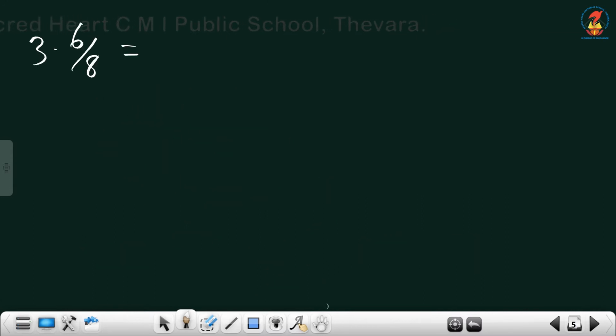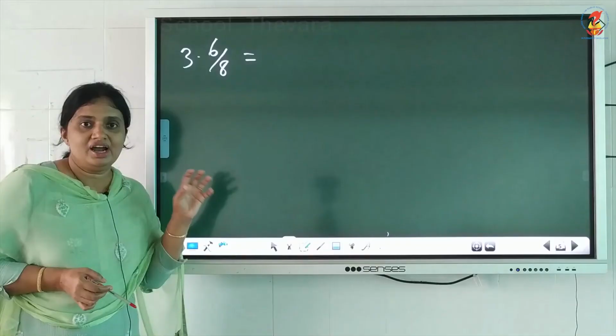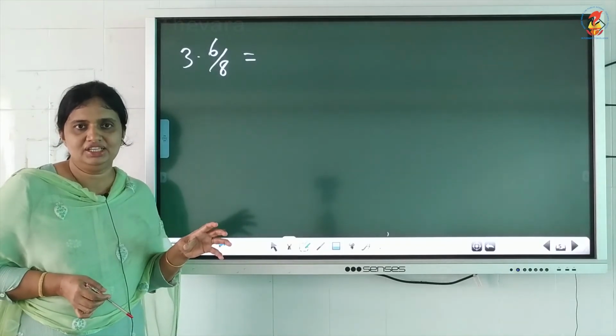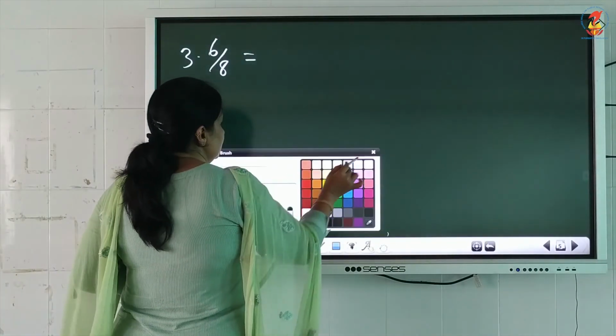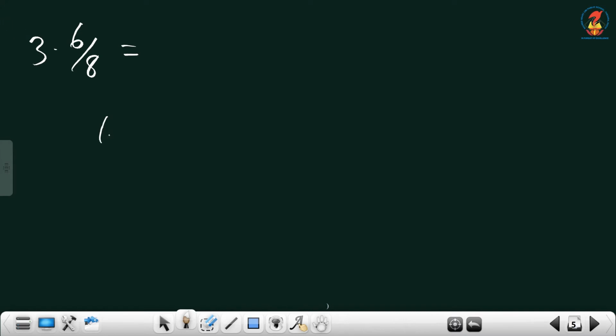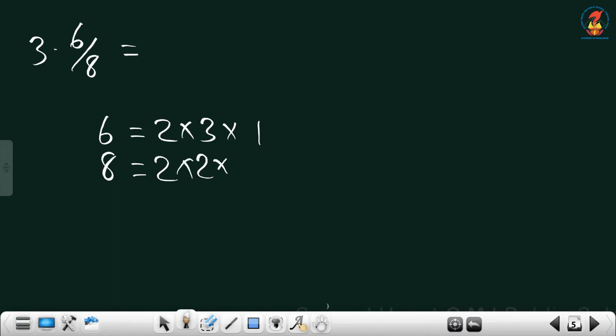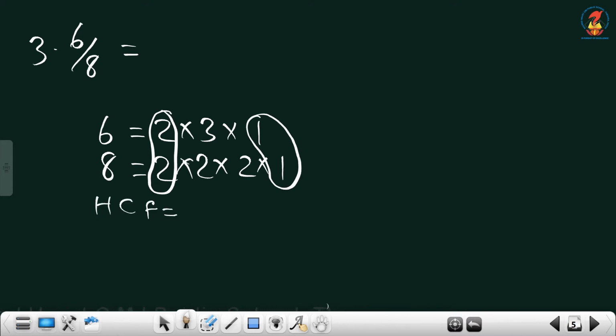Okay. All are easy in maths, but you need to give 100% concentration for that, right? Then only it will be easy for you, right? And 6 by 8. HCF is what? First 6. You know what are the factors of 6? 2 into 3 into 1. Then 8 equals 2 into 2 into 2 into 1. And common factors are 2. Then nothing is there, 1 only. HCF is what? 2 into 1, that is 2.